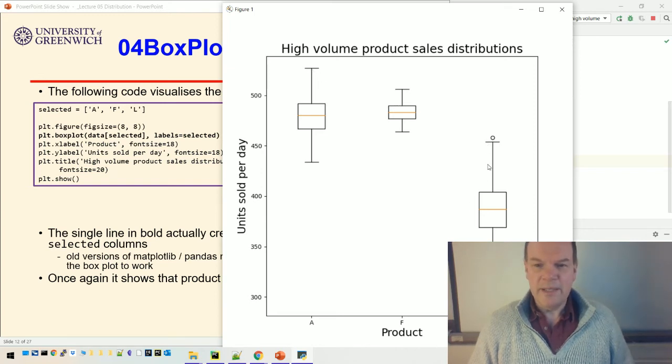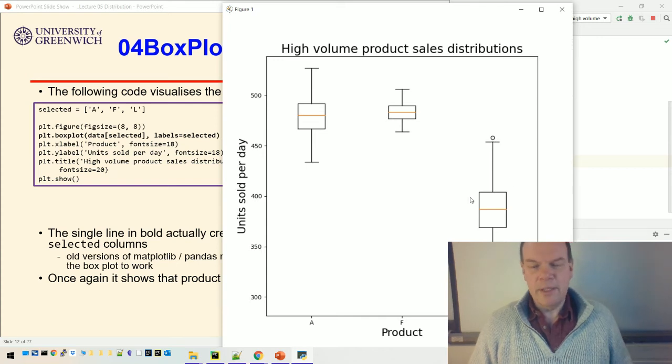Product L, you can see, has the lowest values of all. It's got some quite extreme outliers as well. So there's one here at 300 for product L. That tells us on one day, or possibly more, but probably one day, there were only 300 sales of product L, whereas the median was more like 400, about 490, something like that. This orange line here, where my cursor is, went up to maybe a maximum of 460, something like that.